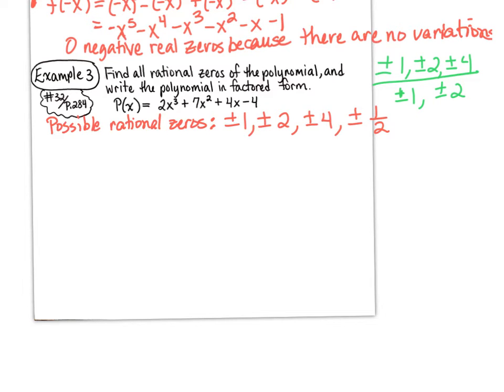P of x has how many variations in sign? 1. Good. It has 1 variation in sign, which means P has 1 positive real zero.